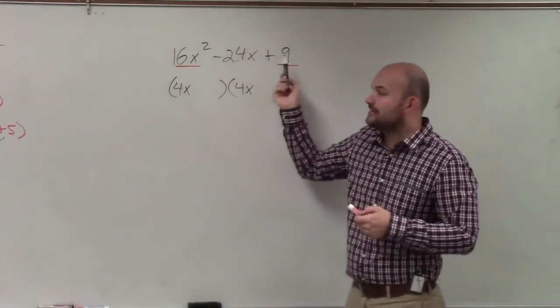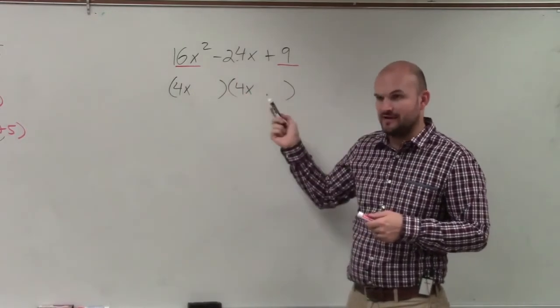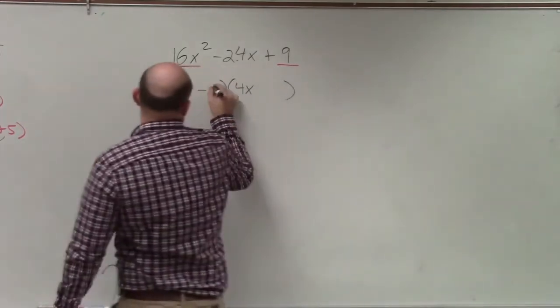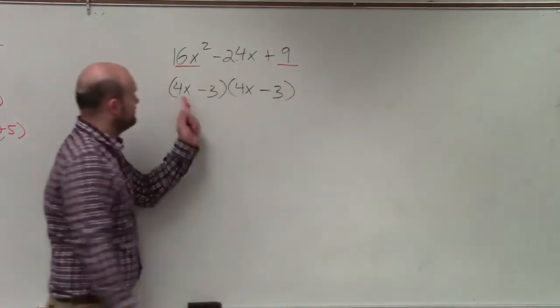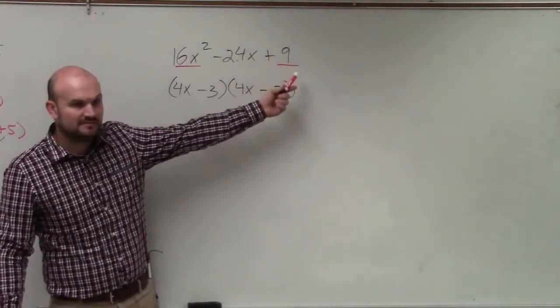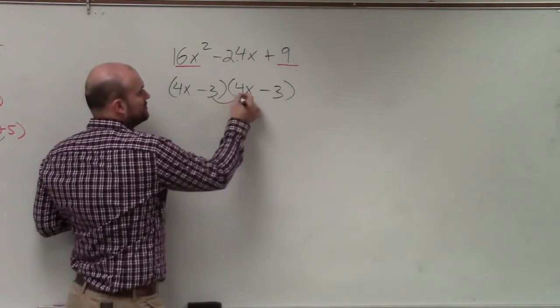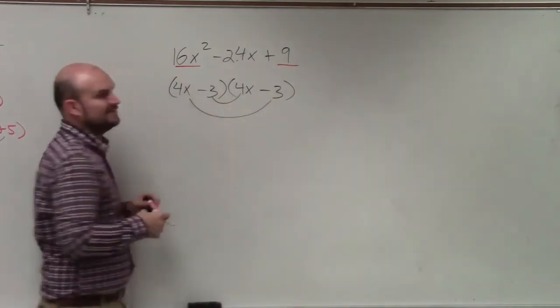However, if my inner and my outer are going to add to give me a negative, then my two factors would have to be negative, correct? All right. So do you guys agree 4x times 4x is 16x squared? Negative 3 times negative 3 is positive 9, right? But let's just make sure this is a perfect square trinomial. Do the inner terms add to give you negative 24?